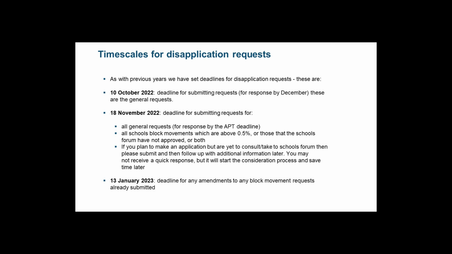The 13th of January deadline is just for any amendments that you wish to make to any block movement requests that you've already submitted. So examples of that might be if the demands for high needs provision have changed significantly or unexpectedly, or perhaps if final pupil numbers from the October census are significantly different from those you expected previously.